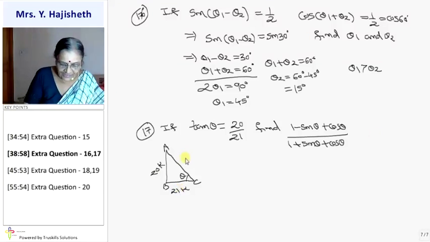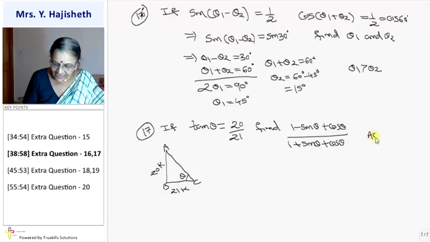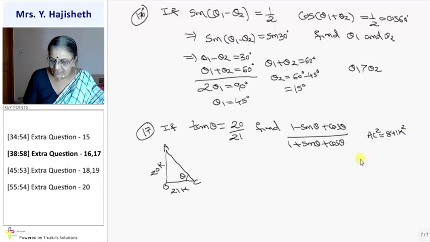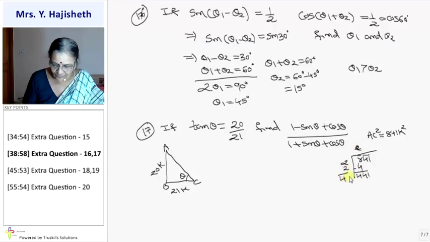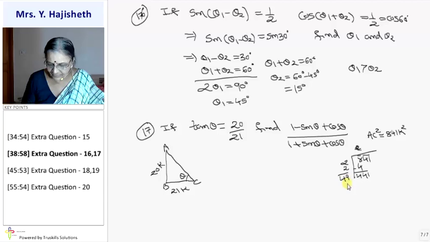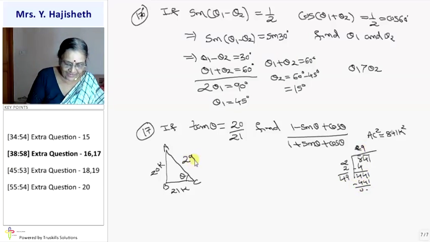This AC square is 841K square. So you should know the square root of 841. Remember primary level: 2 2s are 4, minus 441, 2 and 2 4, 49, 9... So what is this? 29K.